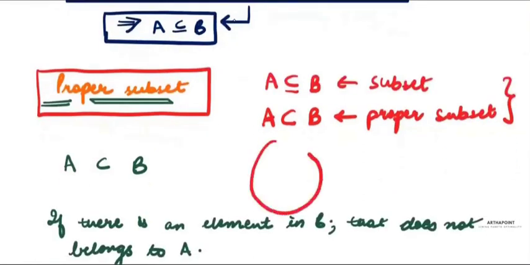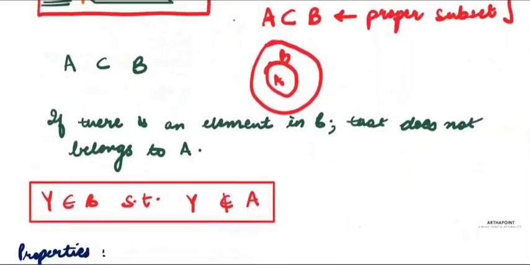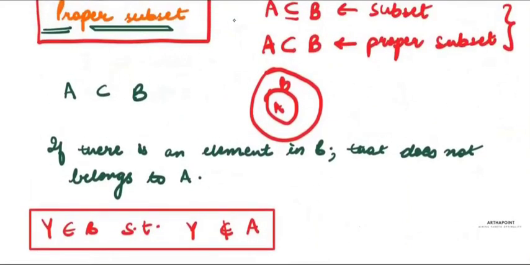So this is B. This is A. All elements of A are in B. But there are some more elements in B which are not there in A. Then we say A is a proper subset of B. So please see this. y belongs to B, and I should be writing y small just to be sure that it's an element. So y belongs to B such that y does not belong to A. Then A is a subset of B, but a proper subset.